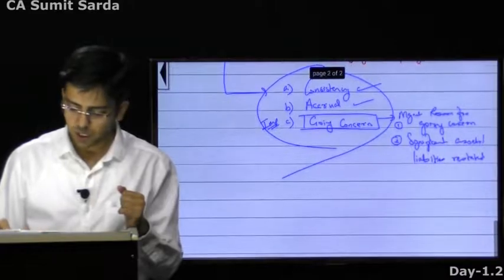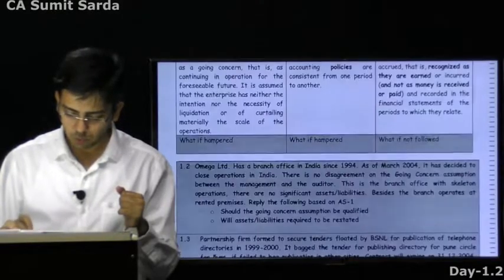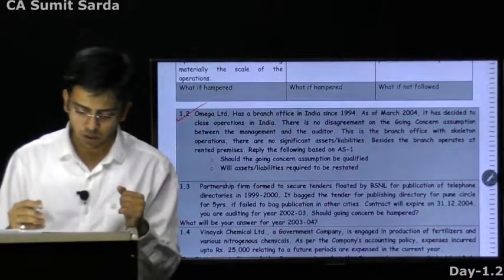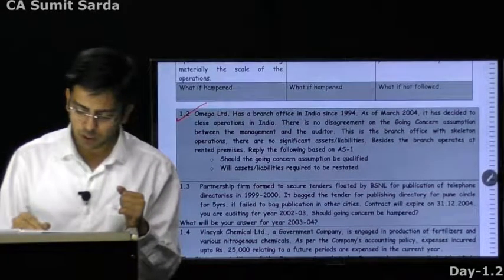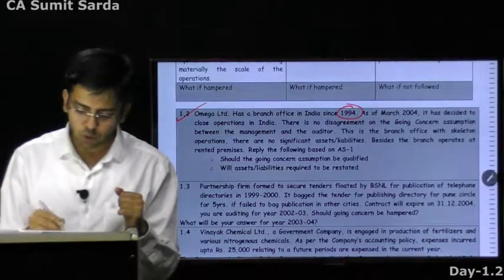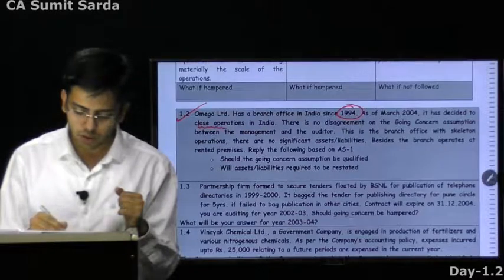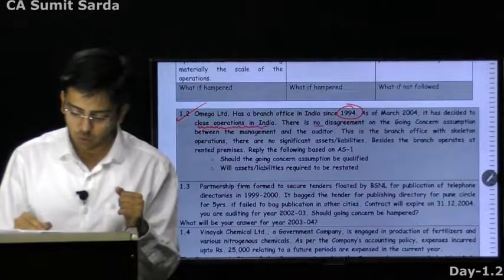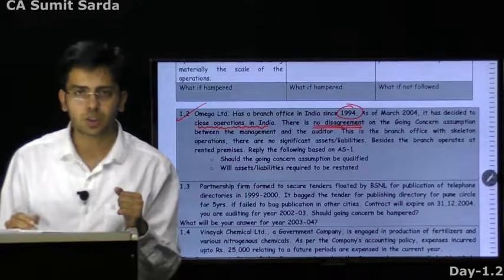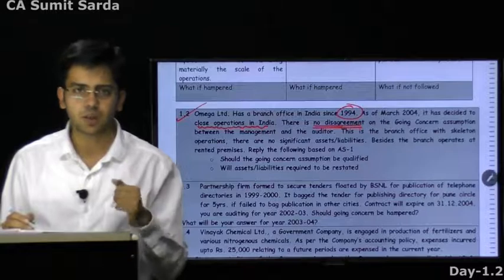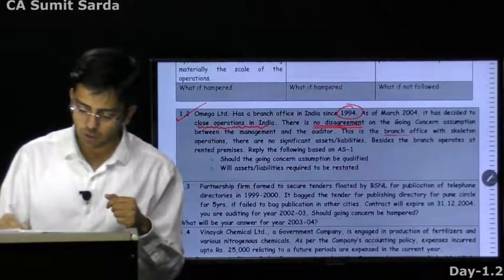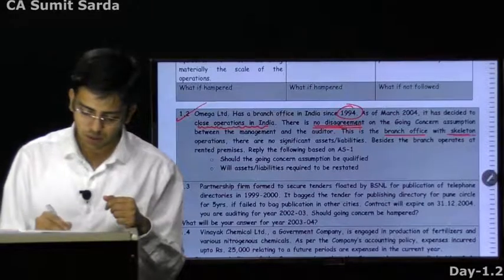Okay, so this was the first aspect, and related to the first aspect we'll see certain questions. First one, 1.2. Omega Limited has a branch office in India since 1994. In March 2004, it decided to close the operations in India. There is no disagreement on going concern assumption between management and auditor. Auditor says going concern is hampered. Management says yes, we accept that the going concern is hampered. This is a branch office with skeleton operations.